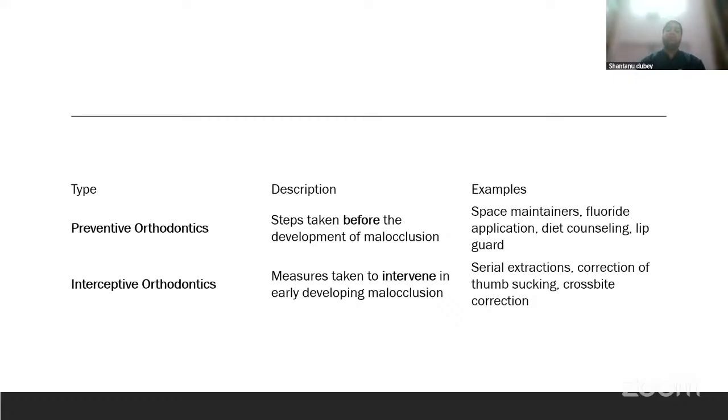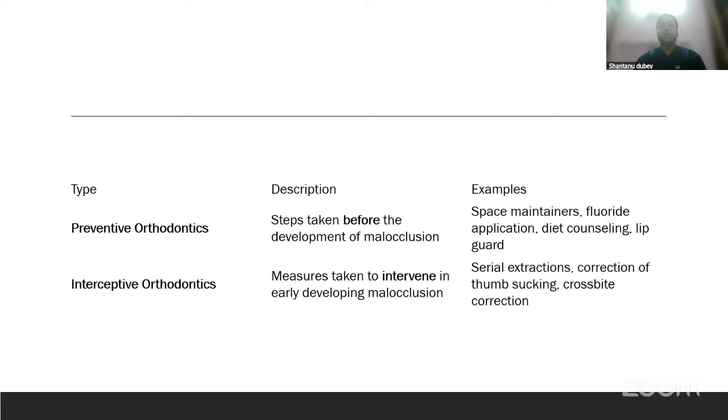So preventive orthodontics, as I said, are steps taken before the development of malocclusion. Interceptive orthodontics is when measures are taken to intervene in early developing malocclusion. Okay. So correction of thumb sucking is falsely mentioned here. It should be correction of malocclusion developed by the thumb sucking habit. So you see that the incisors are getting proclined, you stop the habit and you give some appliance, that is interceptive orthodontics.